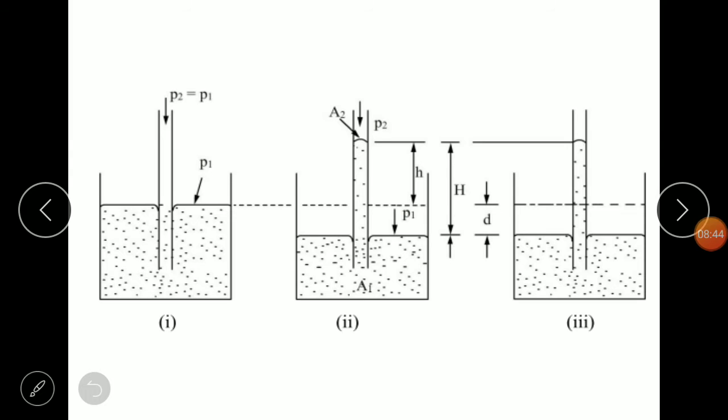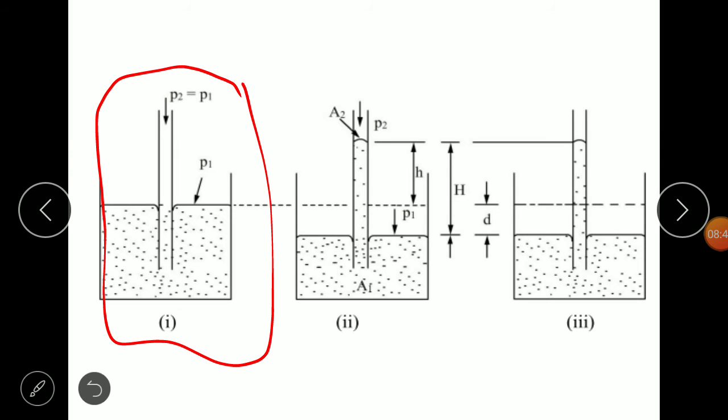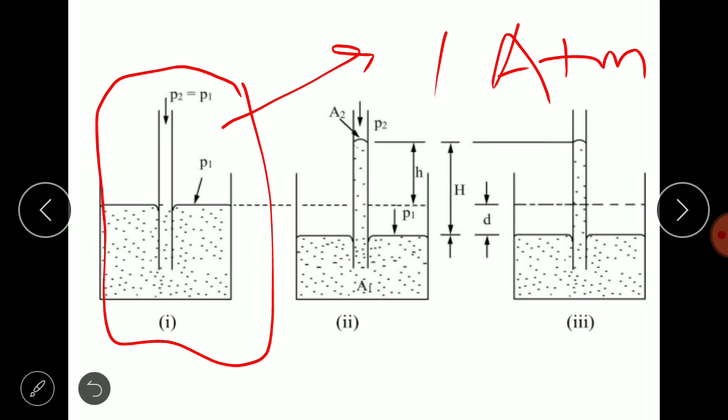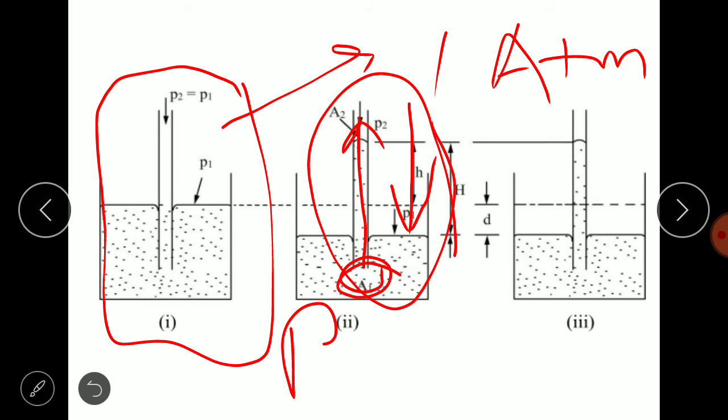So we can see here in this condition what happens. We are exerting 1 atmosphere pressure. That means a normal pressure is acting on the liquid. Now if a pressure rise takes place, some weight or force will be acting on this liquid, and it will push the liquid down, and at that point the liquid around this will rise in the barometer. Whatever the rise in the barometer is will be calculated by that equation.